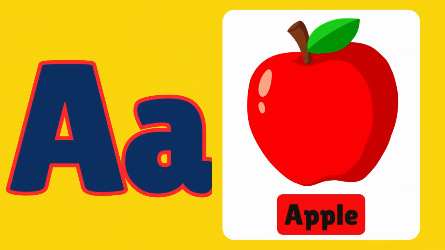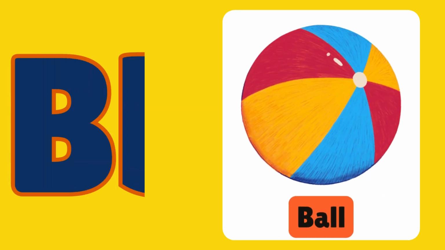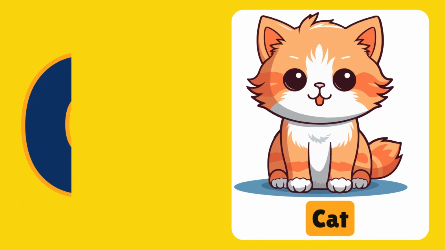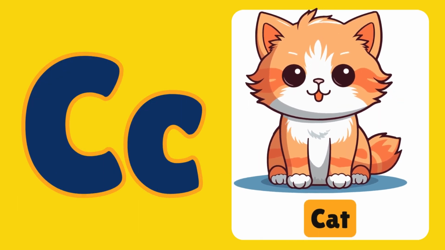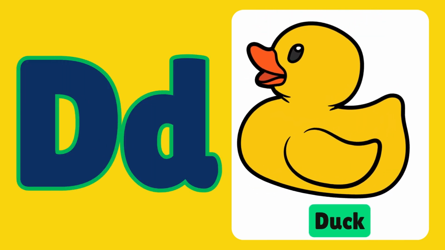A. A is for apple. B. B is for ball. C. C is for cat. D. D is for duck.